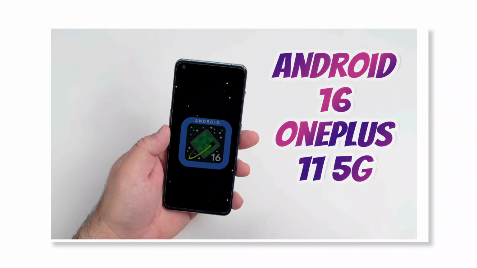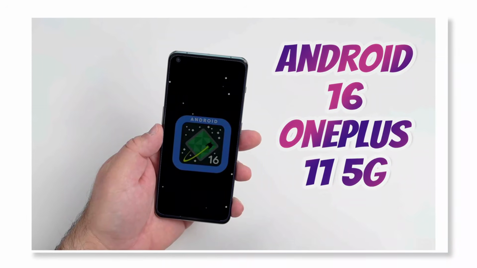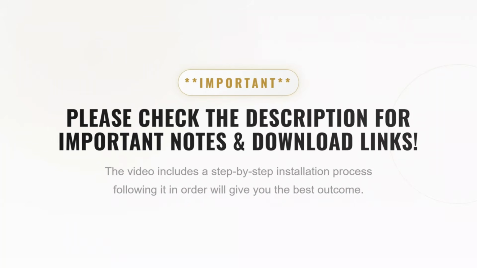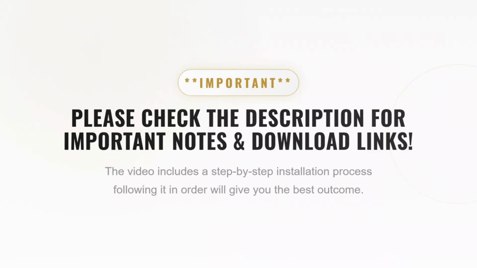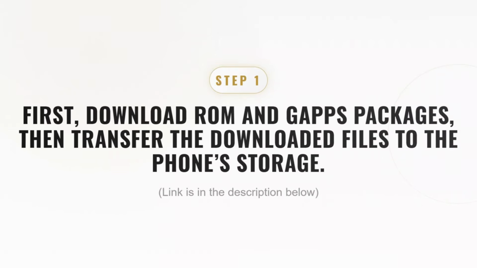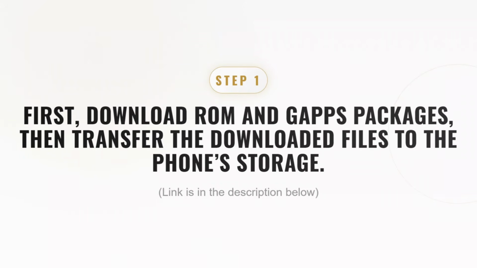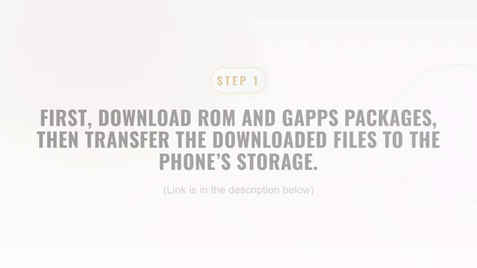Install Android 16 on OnePlus 11 5G via crDroid. Please check the description for important notes and download links. First, download ROM and GApps packages, then transfer the downloaded files to the phone's storage.